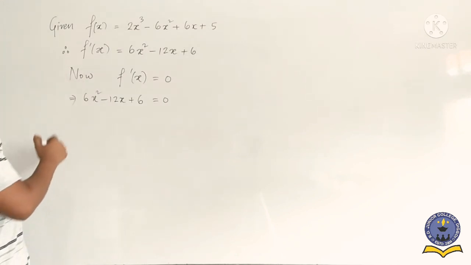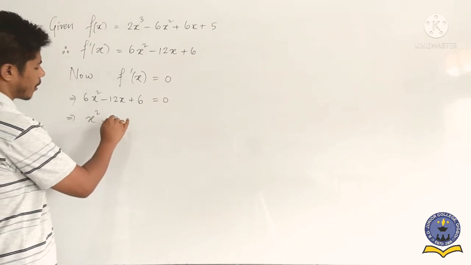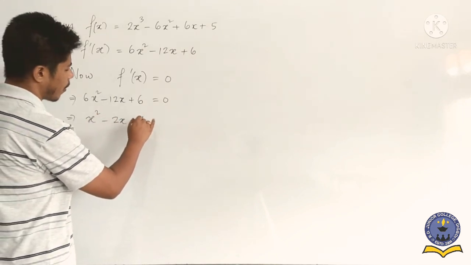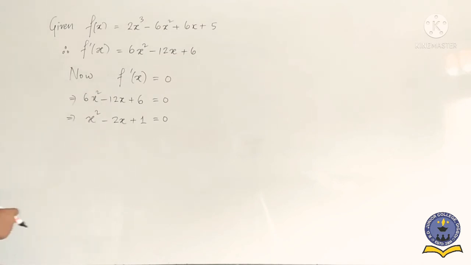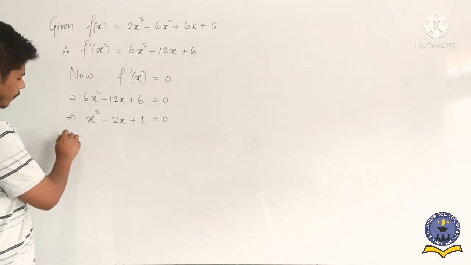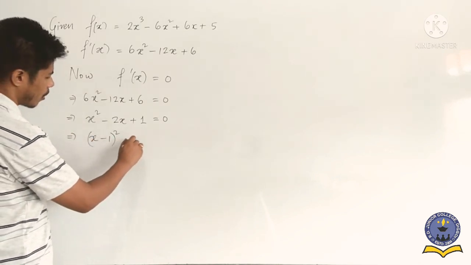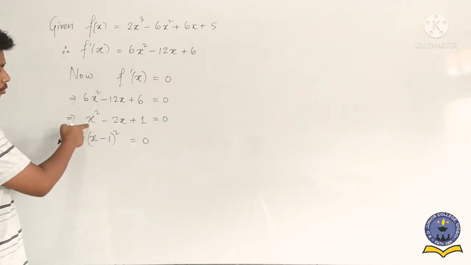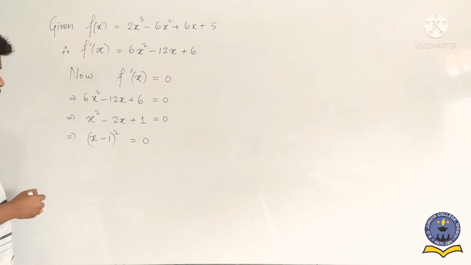Okay. Now from here, what is common? 6 is common, so simply here remains x square minus twice x plus 1 equals 0. If we take 6 common, then here remains x square minus twice x plus 1 equals 0. And now if we factorize this one, we get x minus 1 whole square equals 0. Isn't it? Because a square minus twice ab plus b square, that means we can write a minus b whole square.